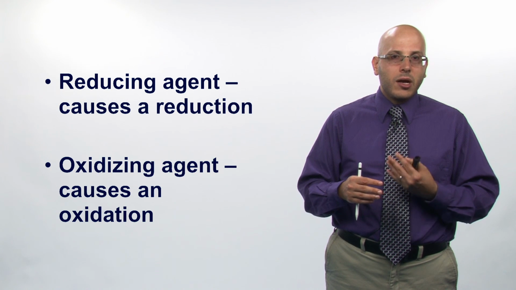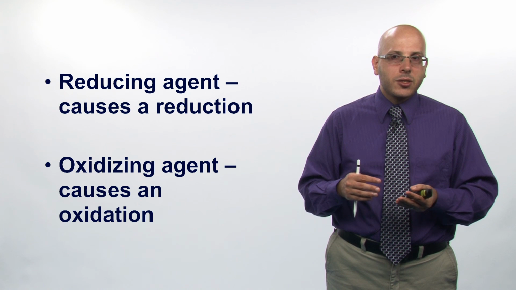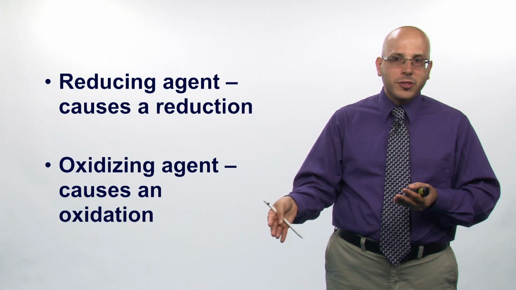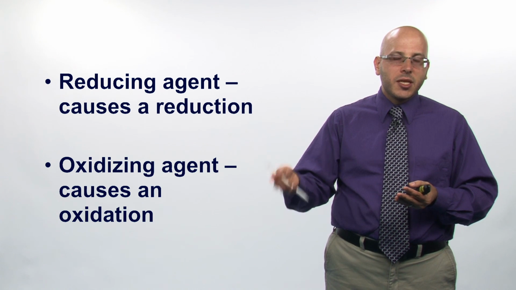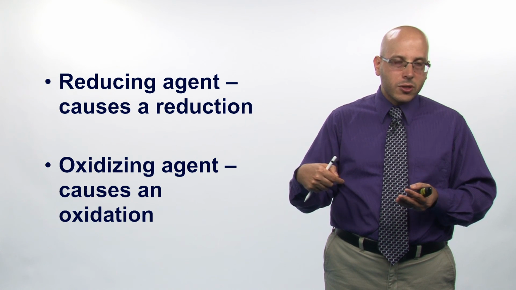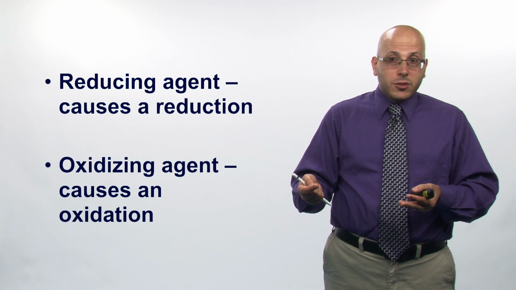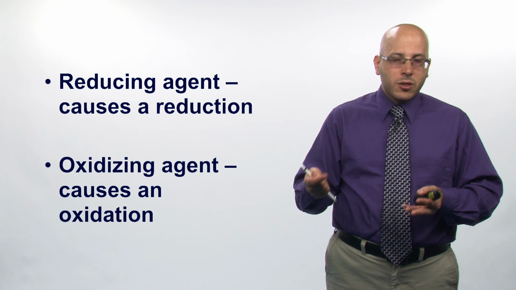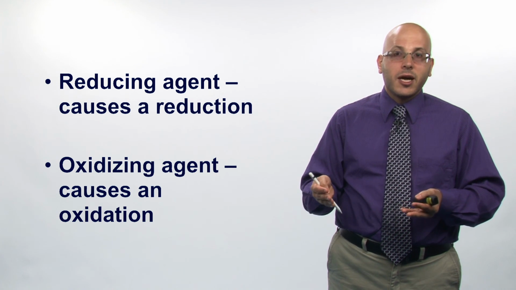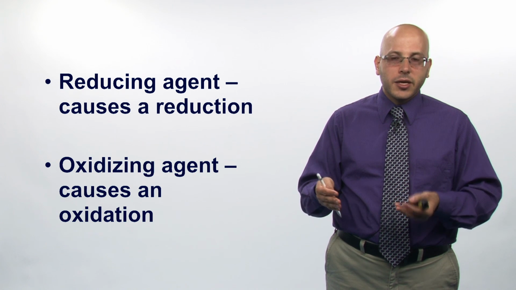Opposite scenario, oxidizing agents. Oxidizing agents cause somebody else to get oxidized, which means that they themselves have to be getting reduced. If a reduction is a gain of electrons, oxidizing agents have to be very good at gaining electrons. Who likes to gain electrons? Typically nonmetals. So these make the best oxidizing agents.